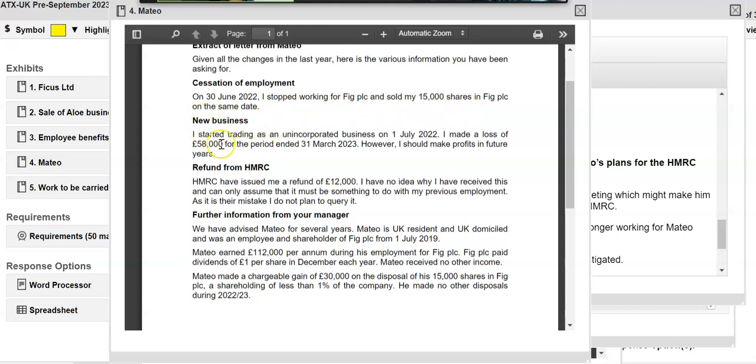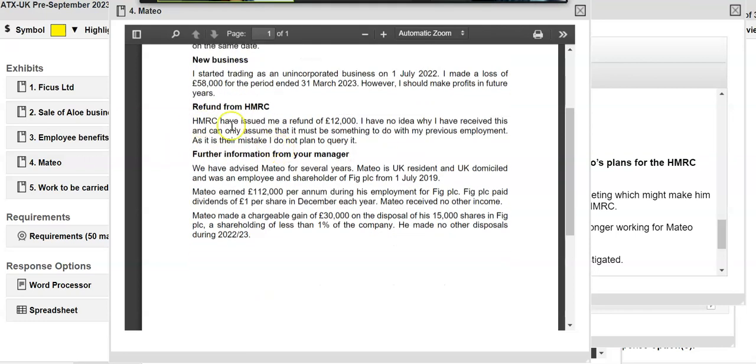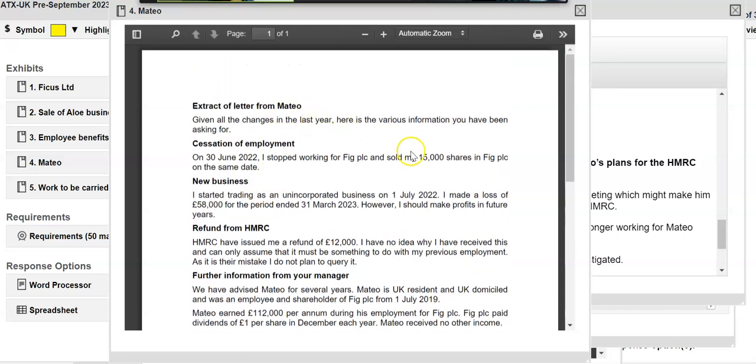Okay. So new business, I started a new business and made a loss. So there's a loss in the first year, right? So the employment income of Matthew is where?